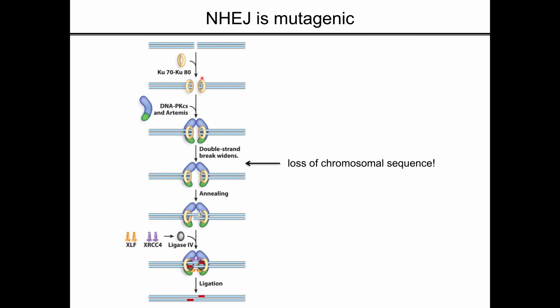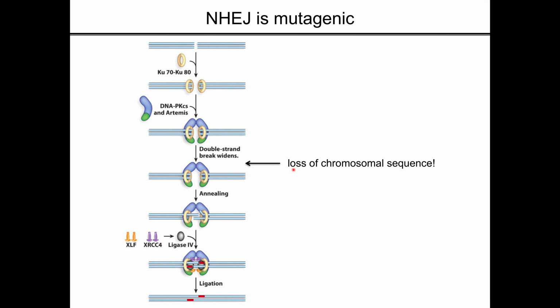Now, Ku70 and Ku80 are going to recruit some more proteins, including DNA-PKcs and Artemis. These proteins function to degrade the double-stranded DNA, and basically they're just chopping it back until this complex is able to find about 2 to 5 nucleotides that are complementary to each other. During this widening and this search for a very short region of complementary DNA, we are losing chromosomal sequence, which is very risky.